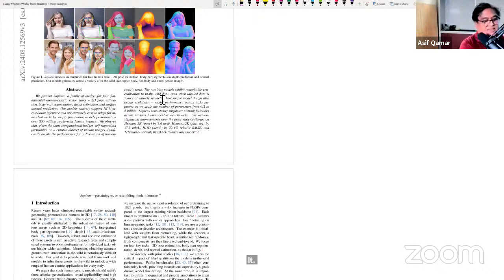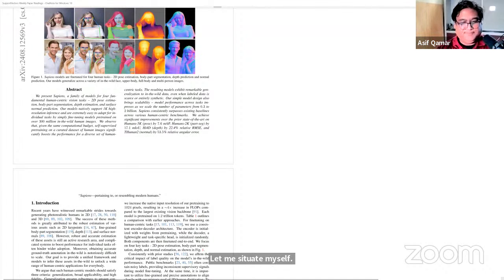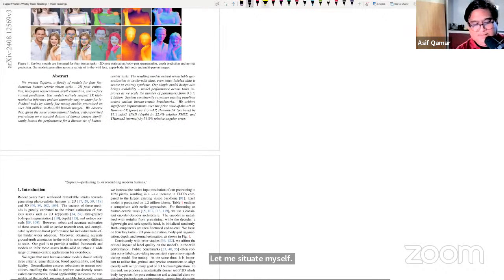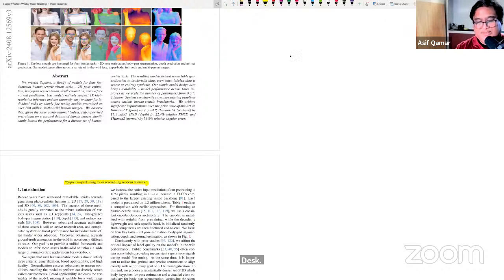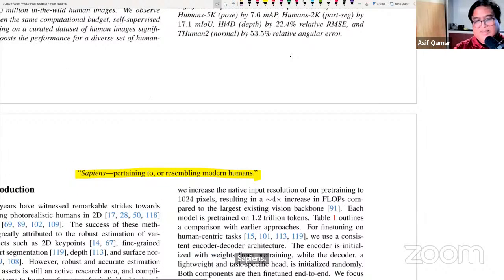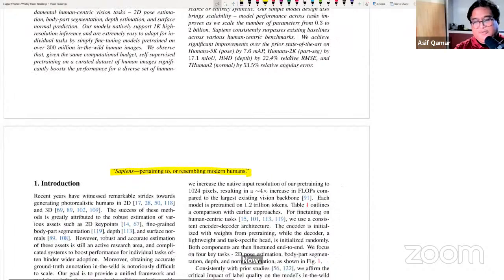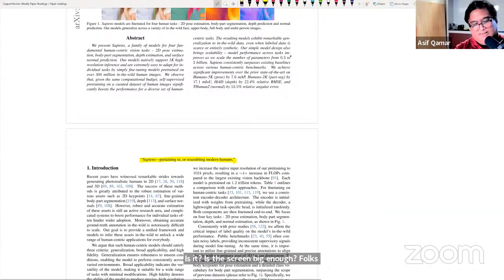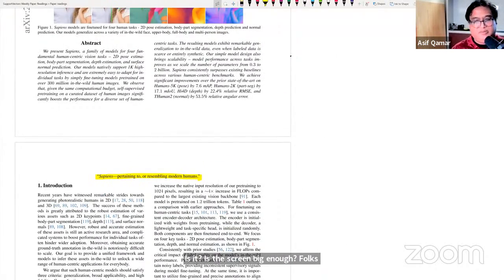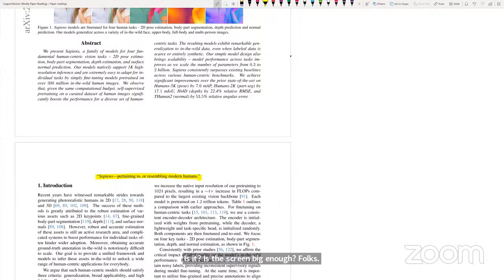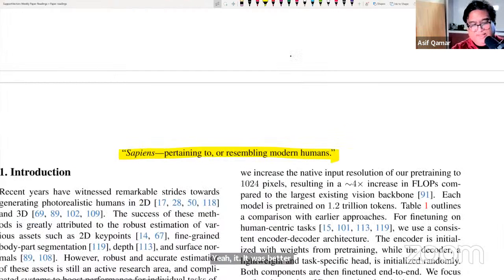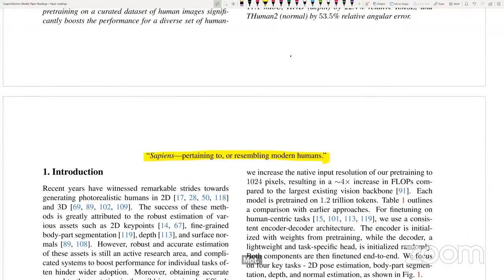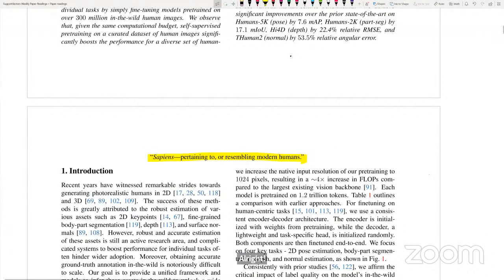Let me situate myself in the writing desk. Is the screen big enough, folks? And readable? It was better before, a little bit more. That's too big. You can good. Yeah, that's perfect.